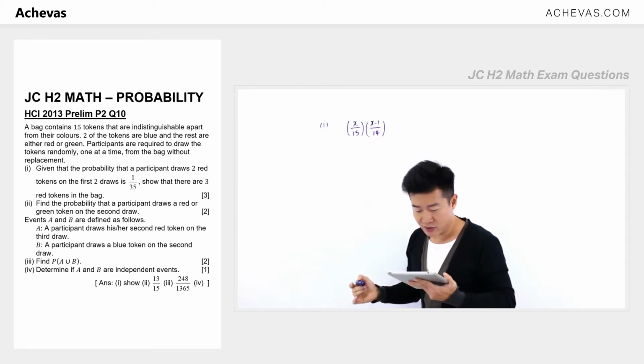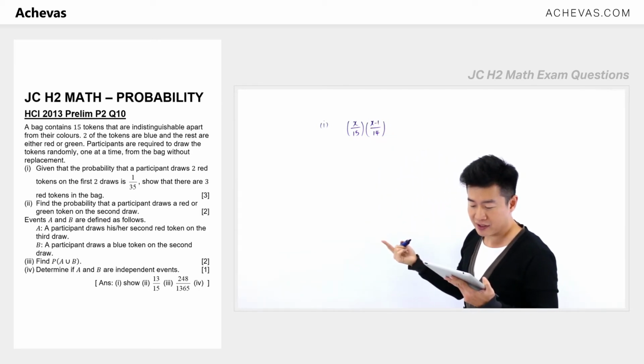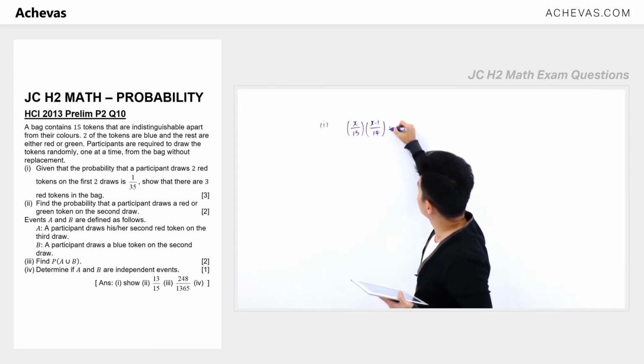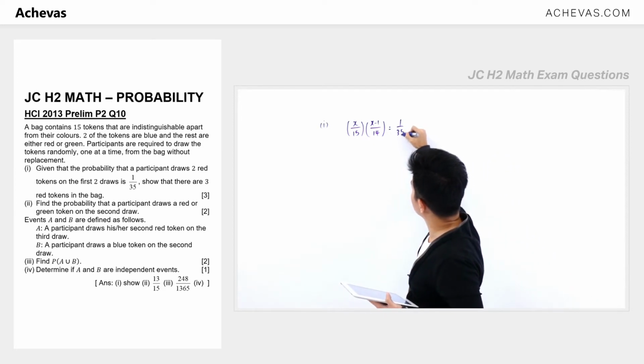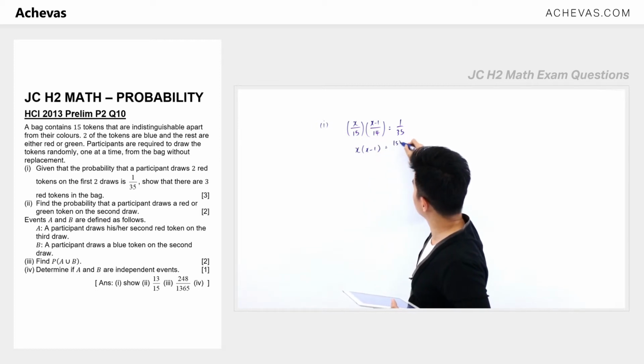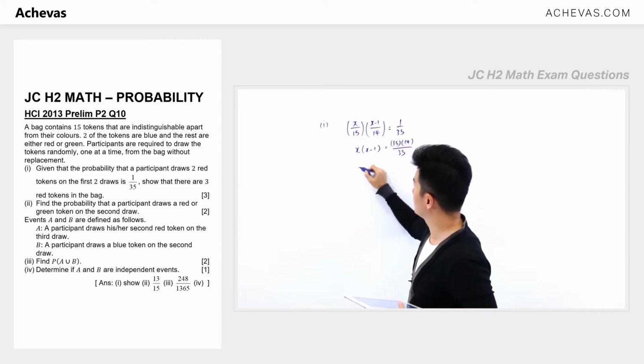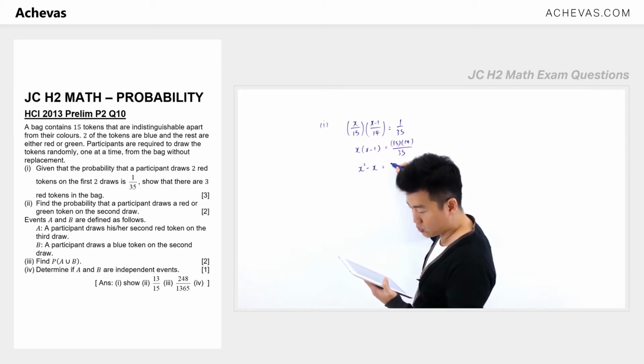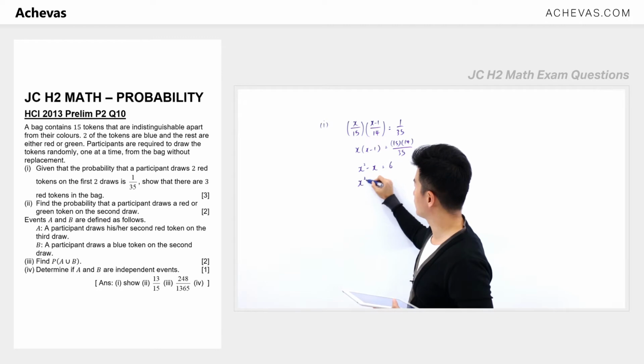And the question tells me that the probability of this happening is 1 over 35. So this is 1 over 35. With this, it is X times X minus 1 is equal to 15 times 14 over 35. So here I have X squared minus X, and this is going to be equal to 6. So X squared minus X minus 6 is equal to 0.